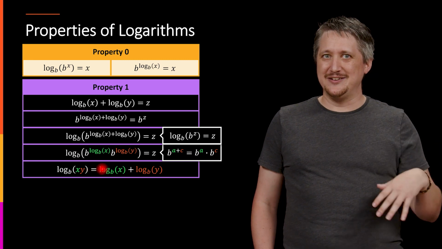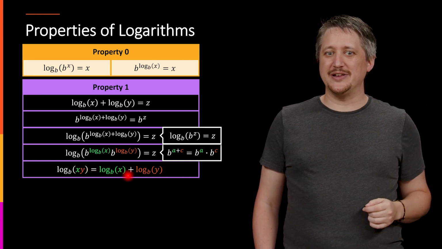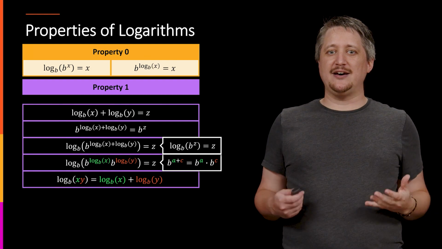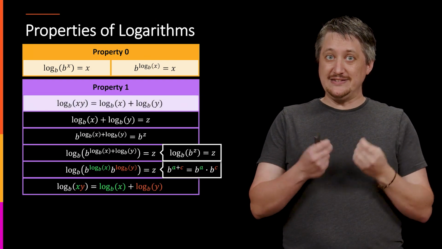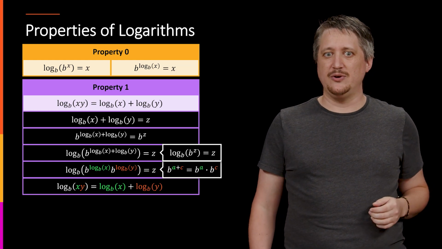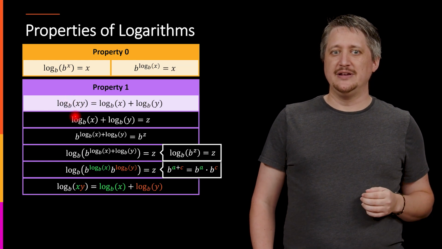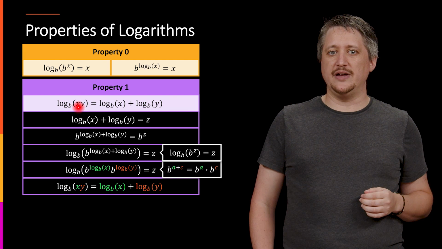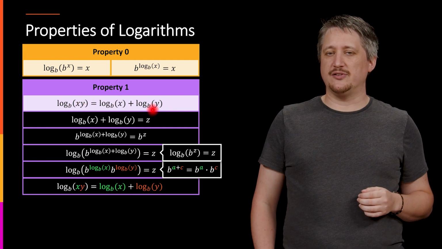So this is the product to sum sort of property, saying that if I have a product inside the log, that's equivalent to having a sum outside the log. Right? So the general property for property 1 is saying that if I have log of xy, that's log of x plus log of y.